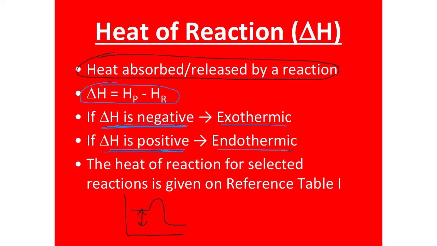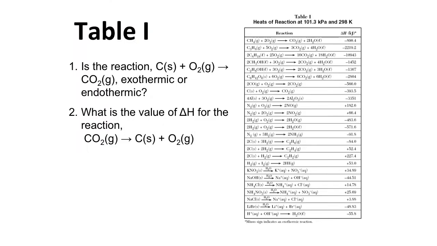One other thing that we'll be looking at is our heat of reactions are given on reference table I. So grab reference tables and open them up to table I now. All right, so here is table I. It gives us a whole bunch of different reactions and then their corresponding delta H values. They also, very nicely, tell us that negative indicates an exothermic reaction. So they help us remember that.